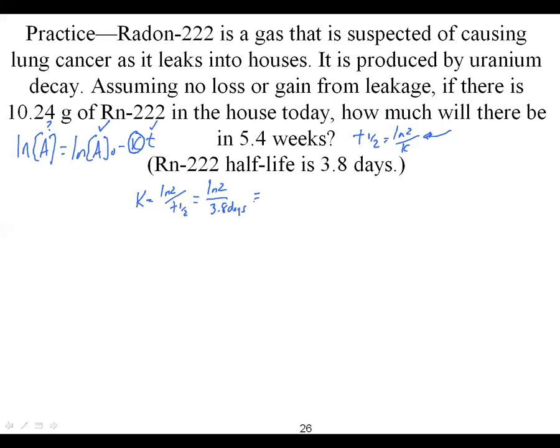And if we do that, 0.182 per day. The units here are really important as well, because they tell us the decay constant is in days, and much like normal kinetics, our time though is in weeks. So we have that difference in units, and we have to do some type of conversion. Since I have my decay constant in days, I'm going to convert my time from weeks into days.